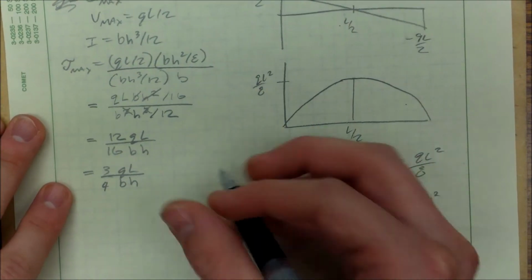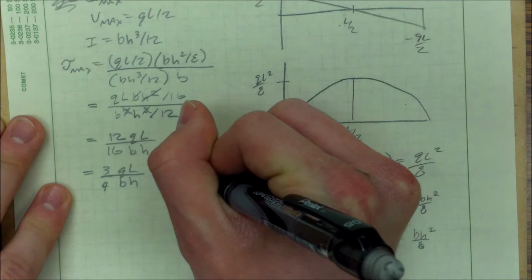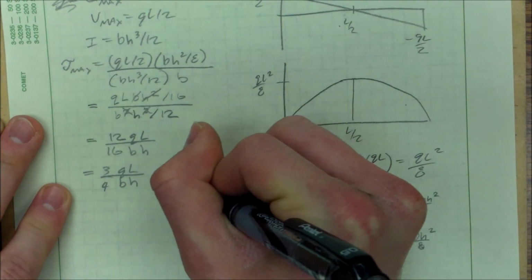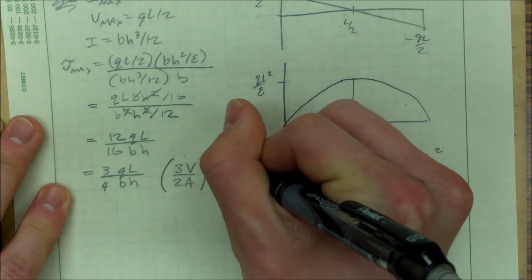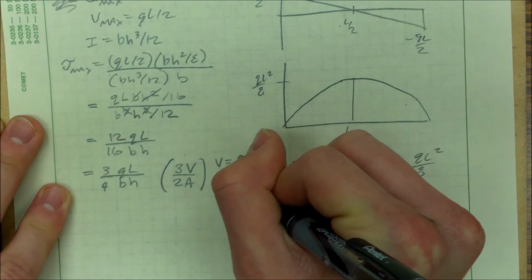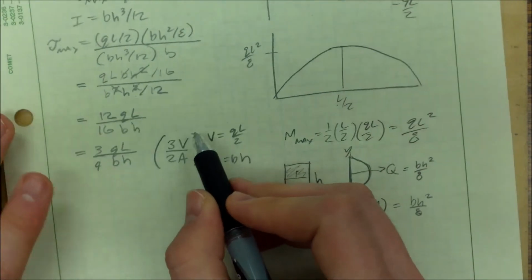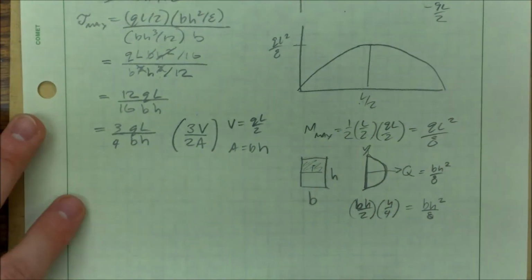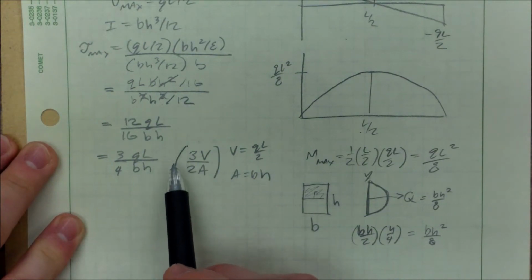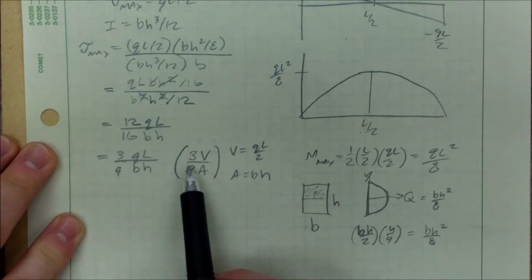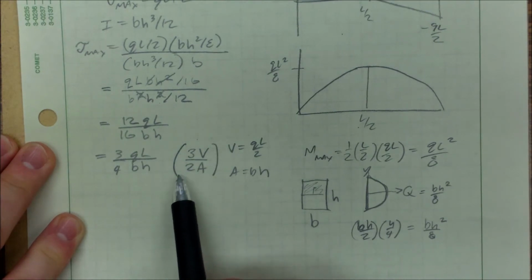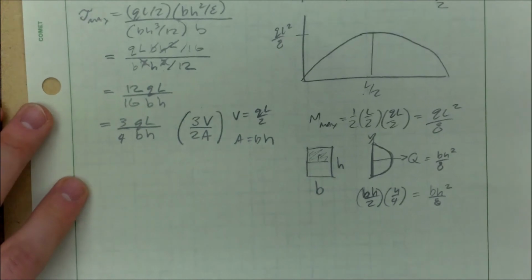3/4 QL over bh. And notice that this would equal the same thing as 3V over 2A, since our V equals QL over 2 and our A equals bh. This is where this formula is derived from. So you can memorize for rectangles, my max tau, my max shear stress is going to be 3 times the max shear force divided by 2 times the area.